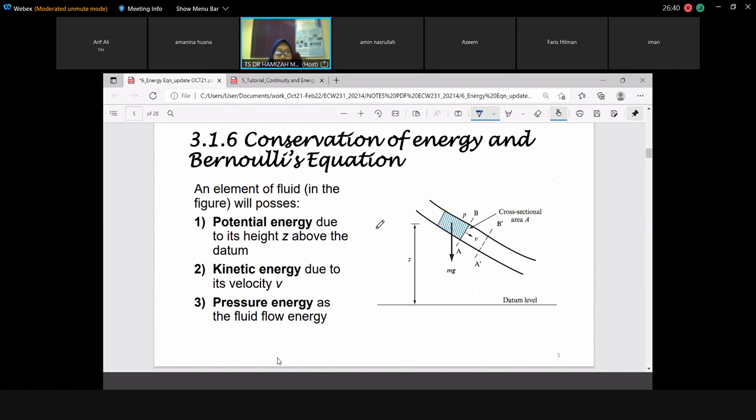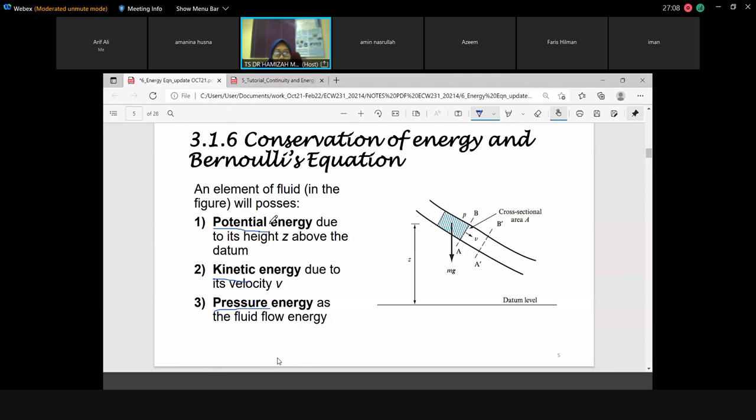Okay, so this is the conservation of energy. We already discussed on the energy previously, di mana energy tidak boleh dihapuskan. Dia hanya boleh ditransform kepada energi yang berlainan. So, for hydrodynamics, we only have 3 energy involved, which is potential energy, kinetic energy, and also pressure energy.